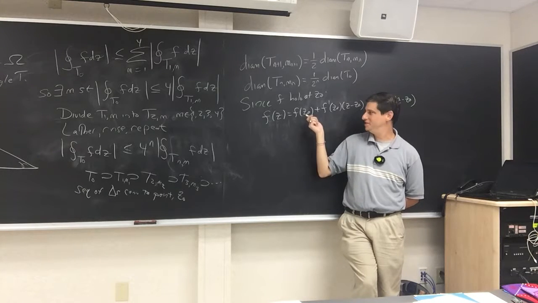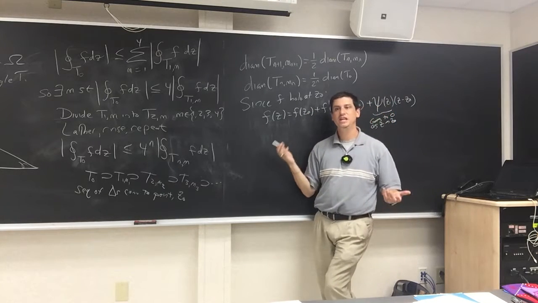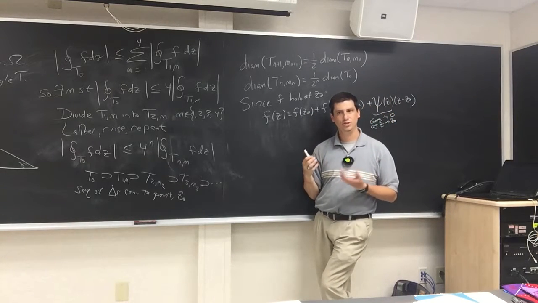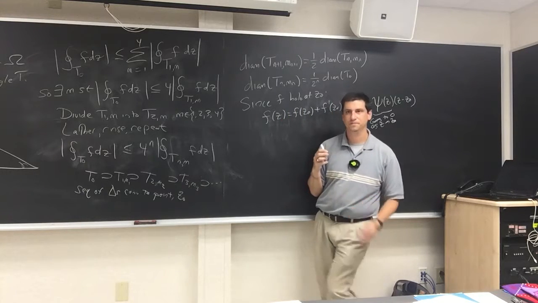Is there a primitive? Is there a function that has derivative f of z0? Yes, z times f of z0. This has a primitive. And the strange result in complex analysis is if you have a primitive, you integrate to 0. And the reason is the dz is a little bit different than the dx.